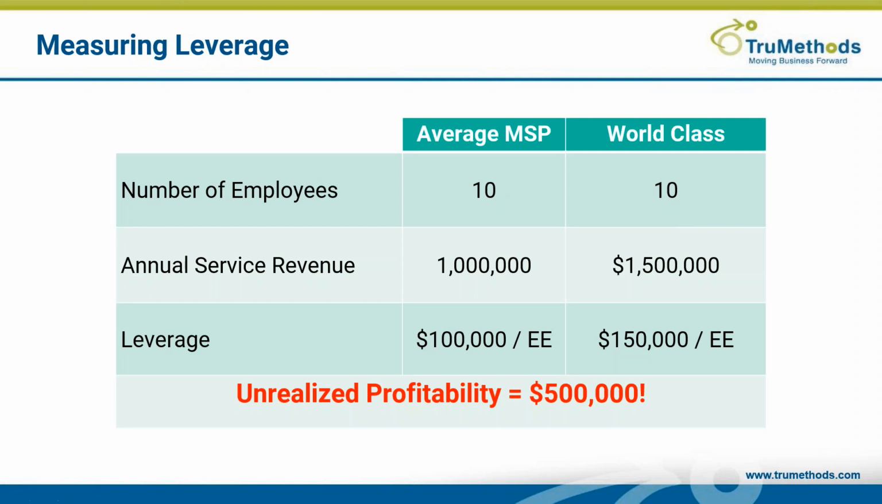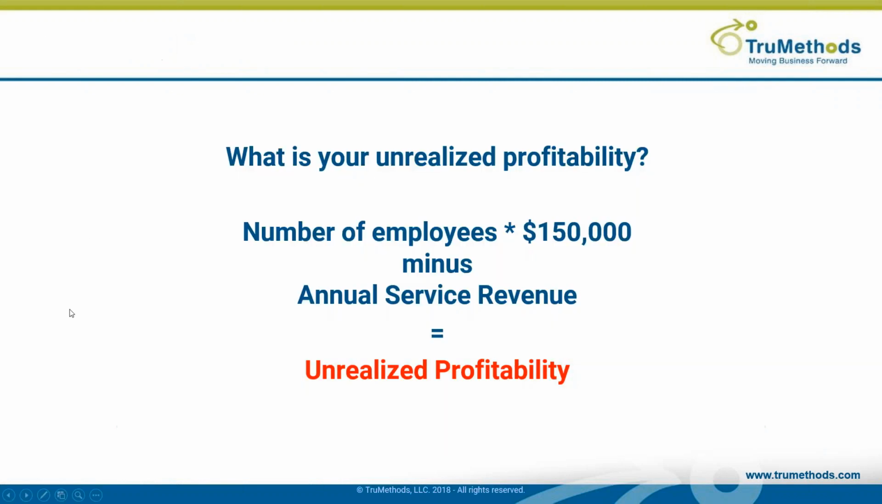Today, our current MSP is above this. We're above these leverage numbers, but this is a target that we set of $150,000 per employee. So that same 10-employee MSP would generate $1.5 million in annual services. So the average MSP has $500,000 annually of unrealized profitability locked in their business, and they don't know how to get it out because they don't have a framework. They don't know the math that allows them to see what levers they have to pull, what drivers they have to focus on to be able to get that out.